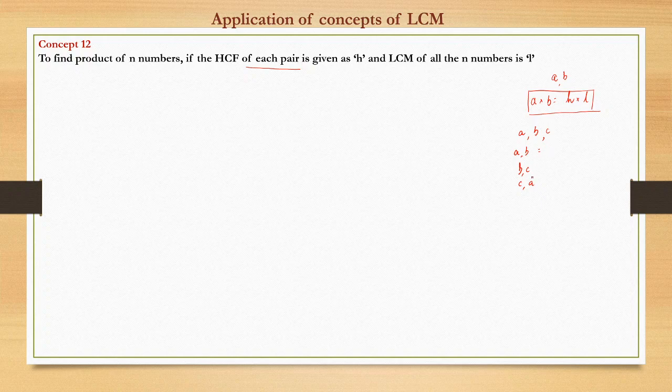So the HCF of each pair may be different from the HCF of all the three numbers together. This is what we want to be careful about. What is meant here is the HCF of each pair, so each pair means AB, BC, and CA. Suppose it is given as the same H for all the different pairs. In this case, the HCF of the numbers A, B, C together would be H.